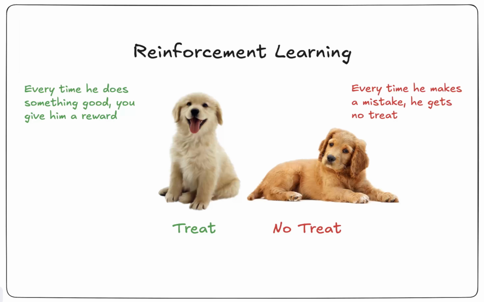And finally, imagine your dog is learning how to play fetch. At first, he doesn't know what to do. He's just wandering around, right? Sometimes grabbing the stick, sometimes running the wrong direction. He doesn't know what is right and what is wrong. But every time when he does something good, you give him a reward. Let's say he brings you the ball back, then you will give the reward. And every time he makes a mistake, he gets no food. This way, your dog learns through trial and error.